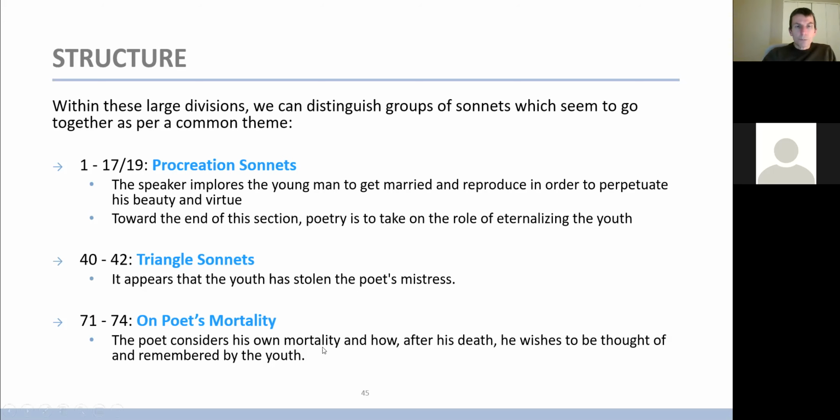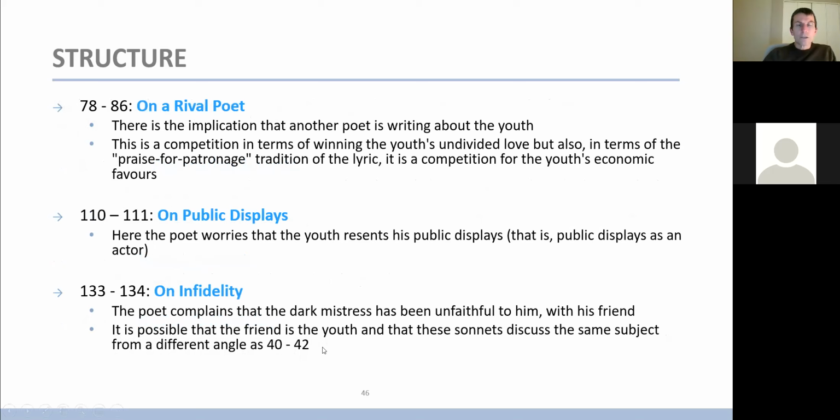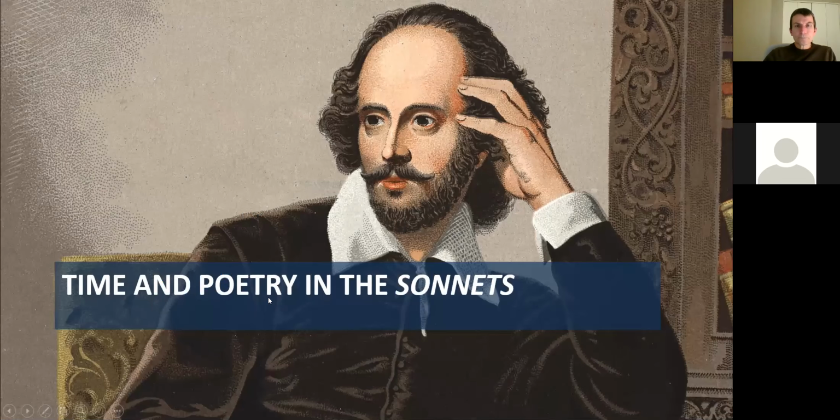71 to 74 are on the poet's mortality. There's a rival poet in 78 to 86, on public displays, on infidelity, etc.